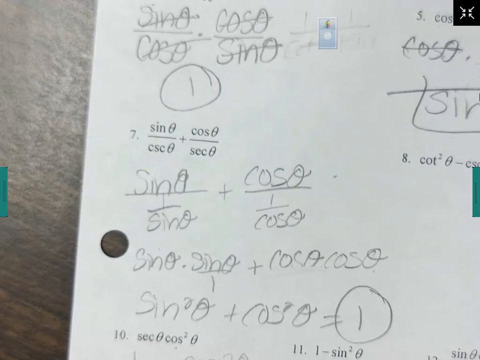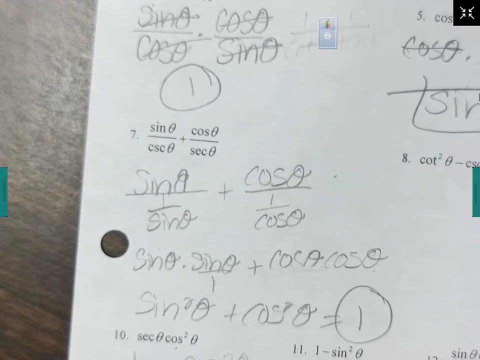Yes, Murphy. Go over 8 really quick. 8 is one of the Pythagorean identities. That's my hint for you for 8, okay?